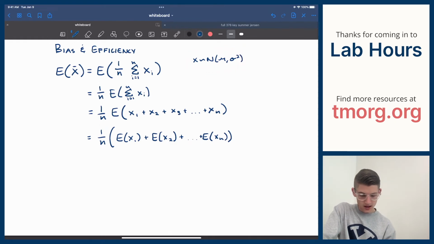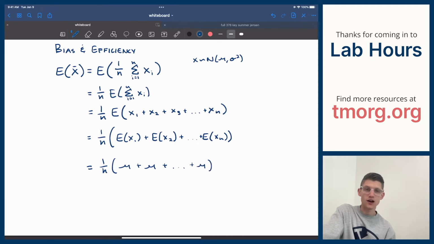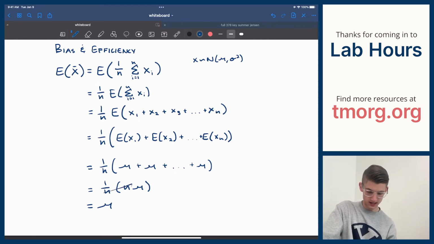Okay? So what this all turns into is 1 over n times mu plus ... plus mu. How many mu's are there in these parentheses? Well, there's 1, 2, 3, 4, n of them. So this actually becomes 1 over n times n mu, which is equal to mu. Okay, these n's will cancel out.